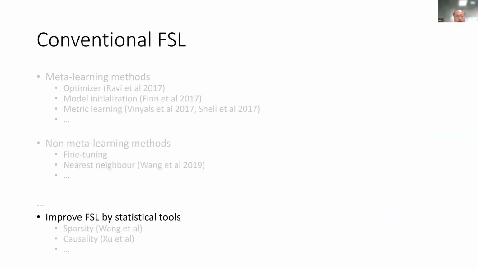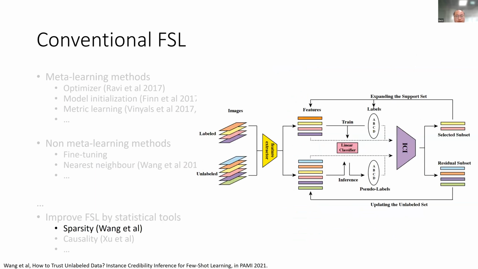And also some researchers really try to improve few-shot learning by statistical tools. For example, this is one work by another speaker. They try to improve few-shot learning through some unlabeled data. So they use some lasso-based linear regression model to help select the most reliable pseudo labels for the unlabeled data. So then they can use those pseudo labels to help train the few-shot learner. Okay, I think he will talk a bit more about that later.